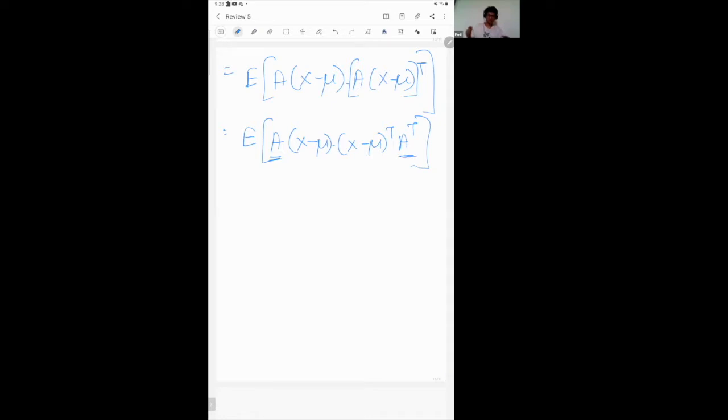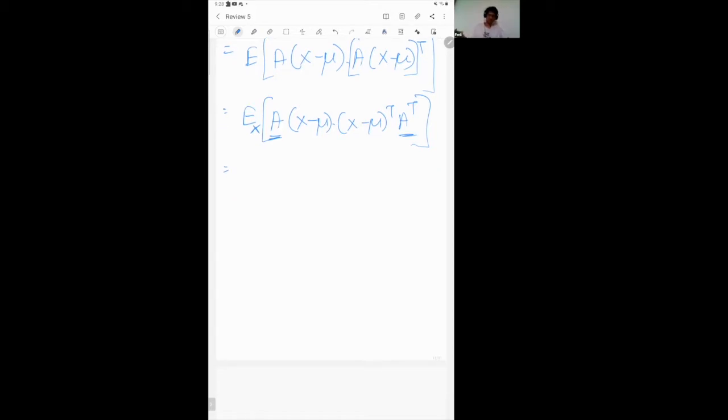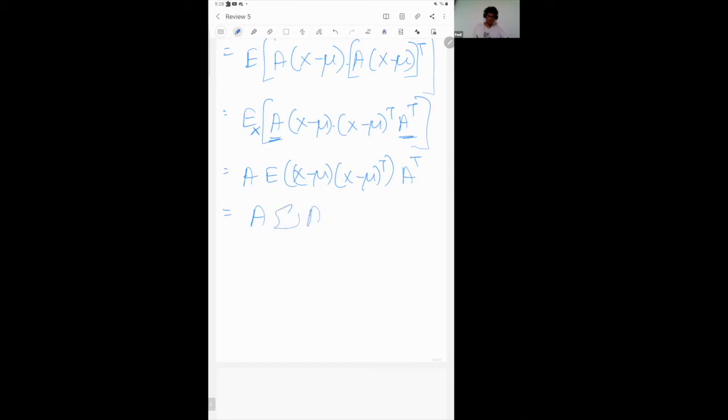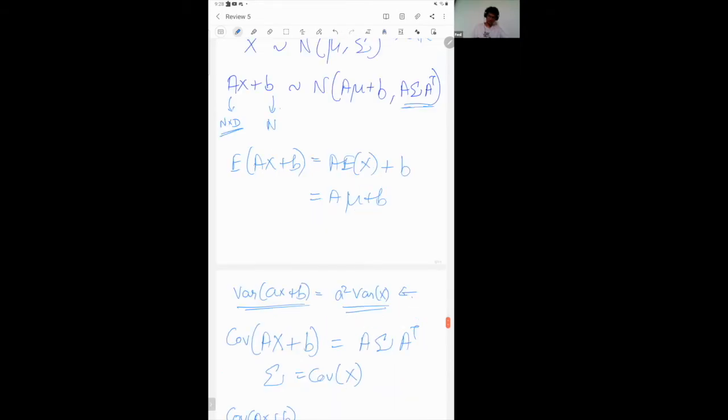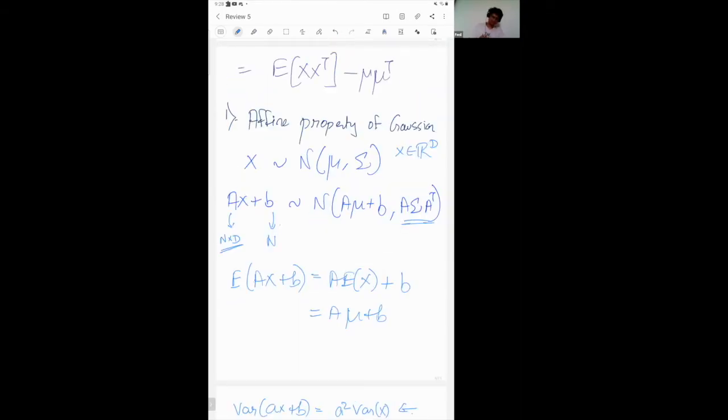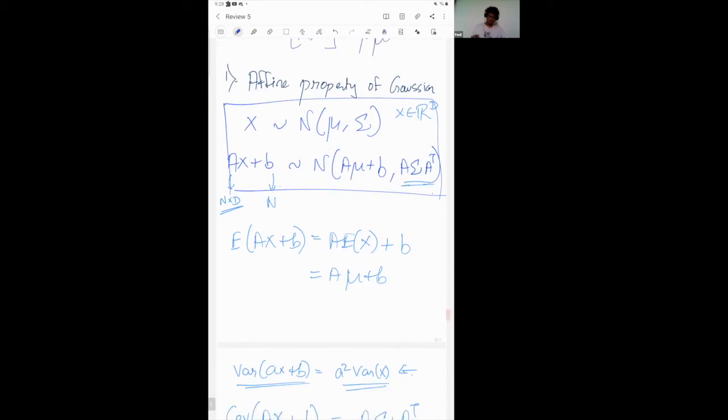And A and A transpose are constant with respect to the expectation, which is of course over x. A and B are assumed to be constant. So this becomes A times the expectation, and then this simply is our original sigma matrix. So this is the first property of Gaussians. If x comes from a Gaussian, ax plus b also comes from a Gaussian with mean a mu plus b and covariance a sigma a transpose. So this was pretty easy. I hope you don't have any doubts on this. If you have any doubts, just unmute yourself and say it out loud. It's fine.